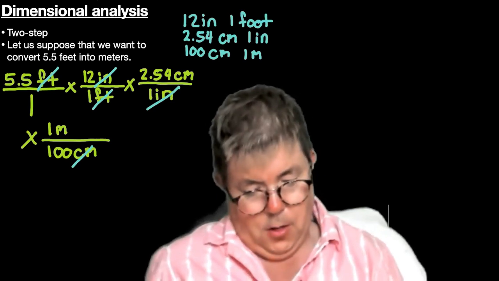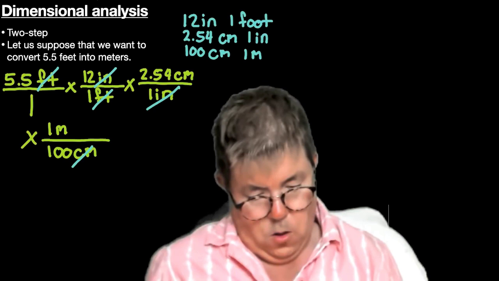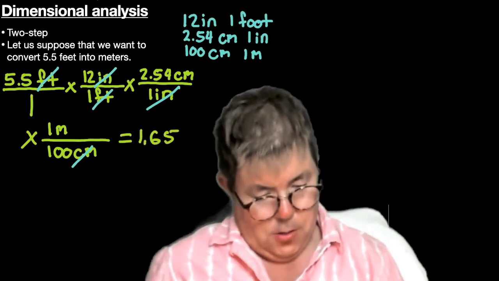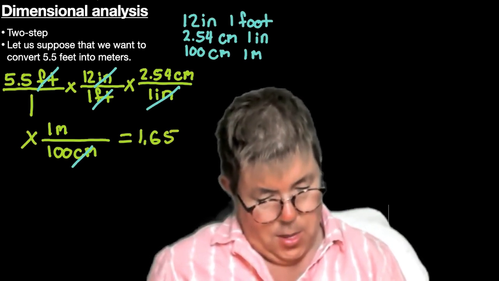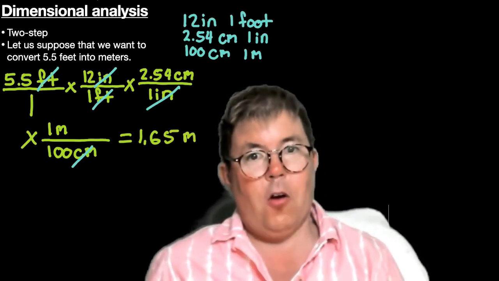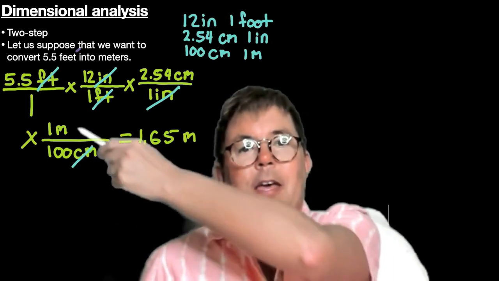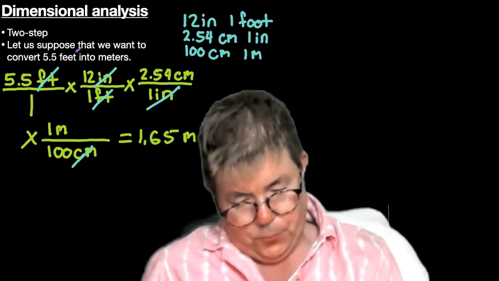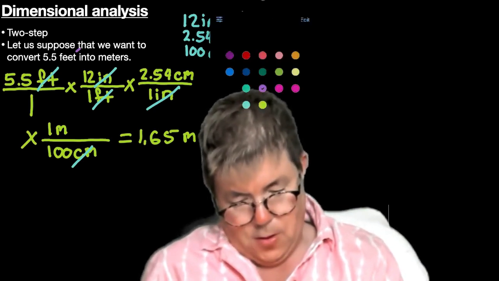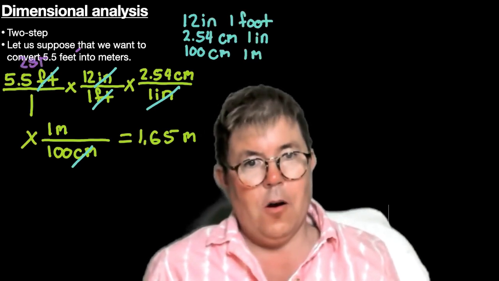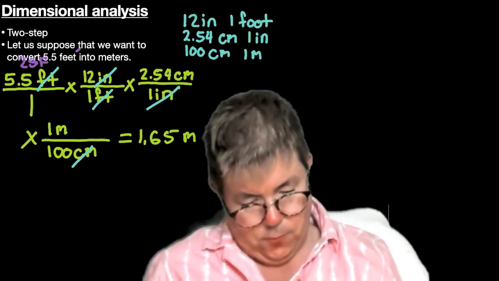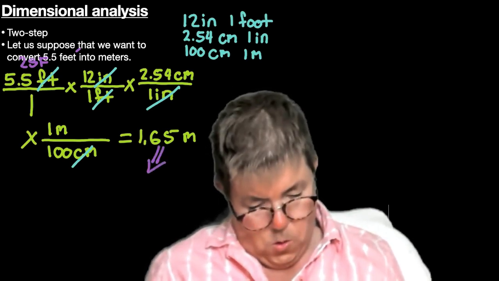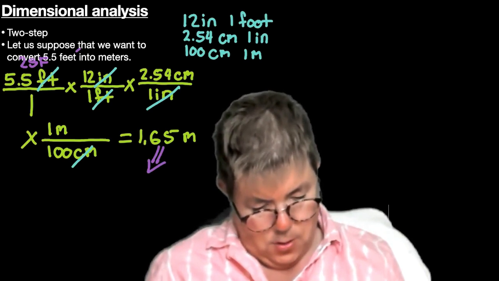So what do I get? We get 1.65 meters. Again, our starting value, the 5.5 feet, has 2 significant figures, so we must round our answer to 2 significant figures as well. We're going to round here to 1.7 meters.